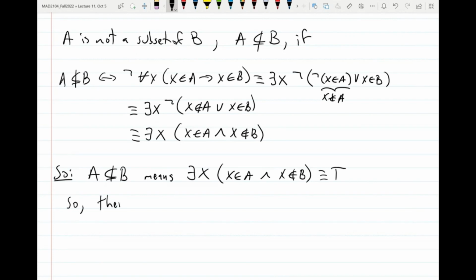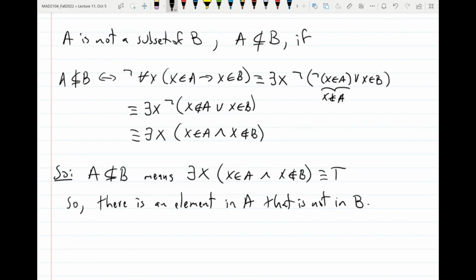I.e., there is an element in A. I'm going to write in words what that sentence says. There is an element in A that is not in B. That's what we're saying in this line. Okay? There exists an element in A that is not in B. Are you okay with this?